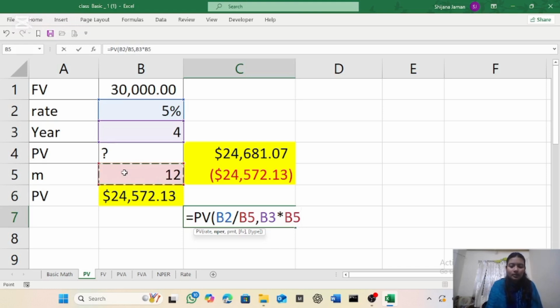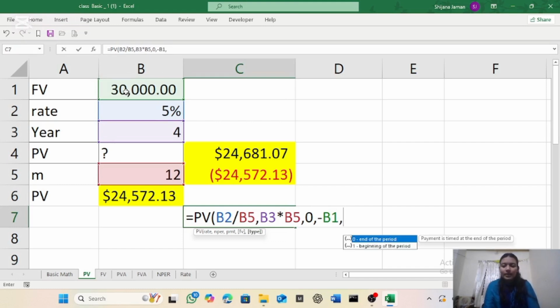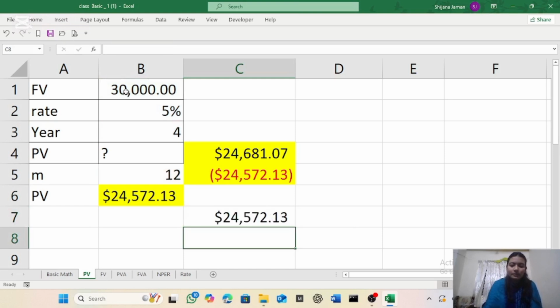Okay, comma payment, there is no payment, that's why payment would be 0, comma future value. We need future value in minus figure, but here the future value is in positive figure, that's why we add a minus and now future value, comma, our type would be end of the period, bracket close, press enter. Yes, this is our present value.